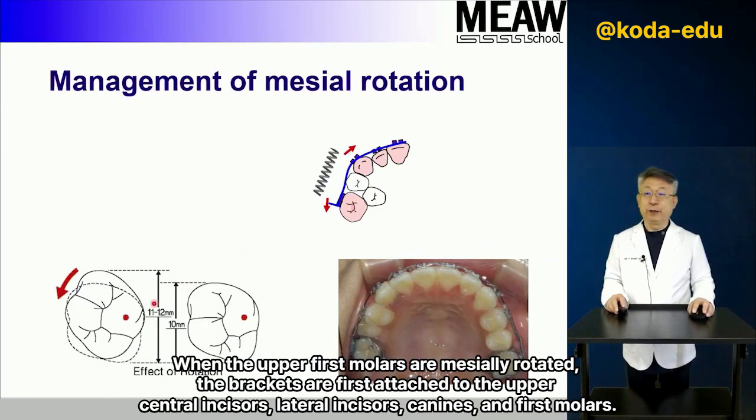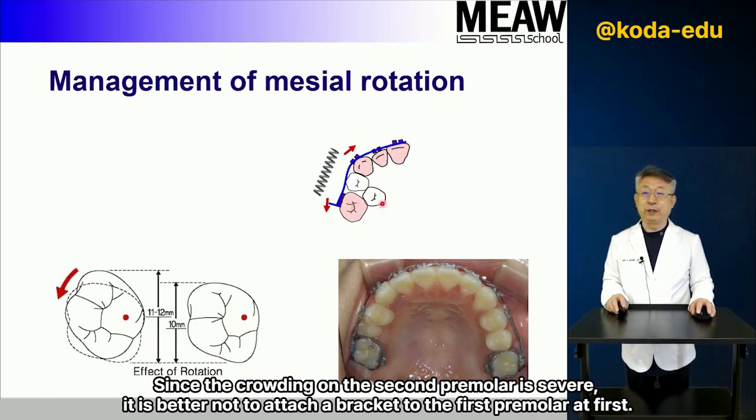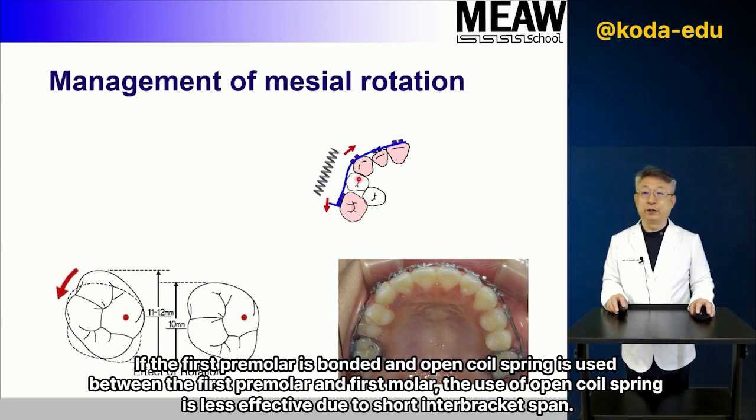When the upper first molars are mesially rotated, the brackets are first attached to the upper central incisors, lateral incisors, canines, and first molars. Since the crowding on the second premolar is severe, it is better not to attach a bracket to the first premolar at first. If the first premolar is bonded, an open coil spring is used between the first premolar and first molar. The use of open coil spring is less effective due to short interbracket span.